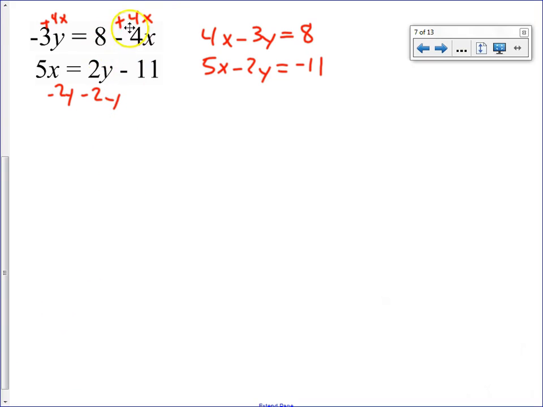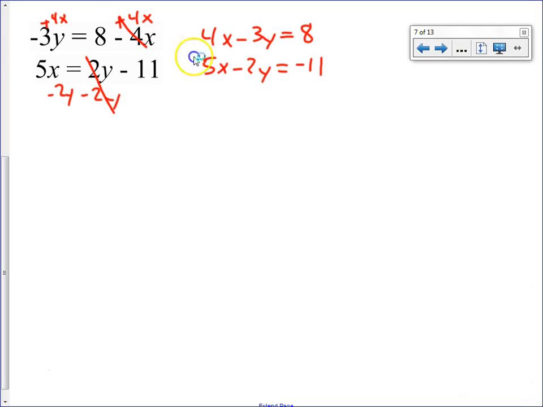The first thing I did was I got the x's and the y's on the same side. So I added 4x to eliminate it on the right side there, and so I'm left with 4x minus 3y equals 8. And then I subtracted the 2y to get it together on the left side. So now I have x's and y's on the left and constant terms on the right.